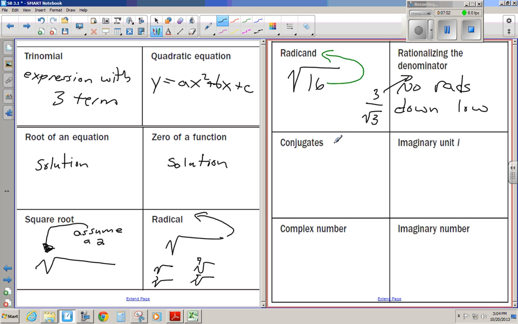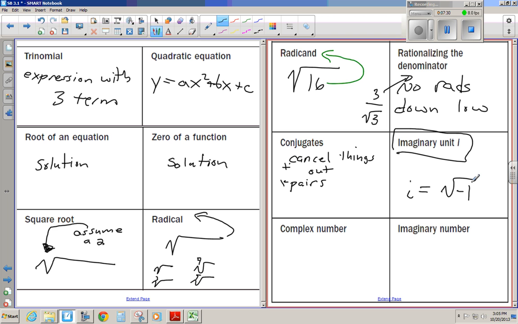Conjugates. For lack of a better term, I'm going to say conjugates cancel things out. Conjugates usually come in pairs. And we'll talk about conjugates a little more later. Imaginary unit i, I'm going to say i equals the square root of negative 1. Now, for a lot of these things here, the imaginary stuff, we're going to use your calculator. So you're going to want to be bringing those to class all the time.